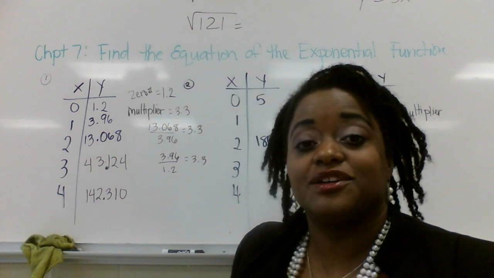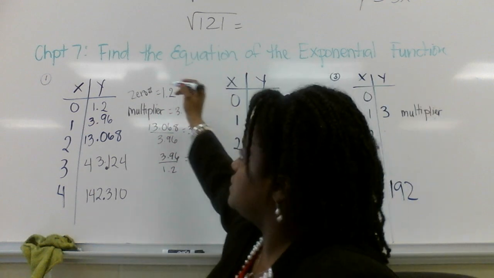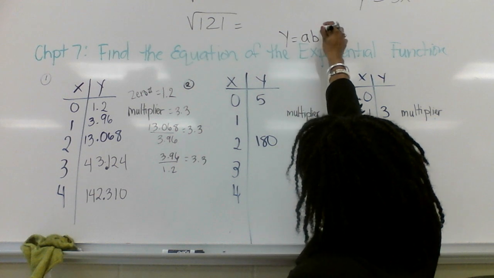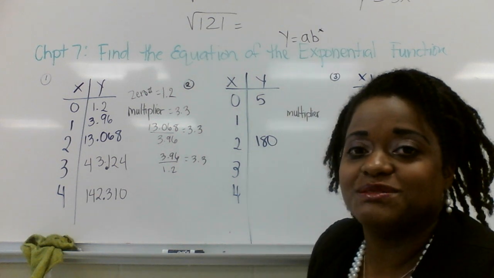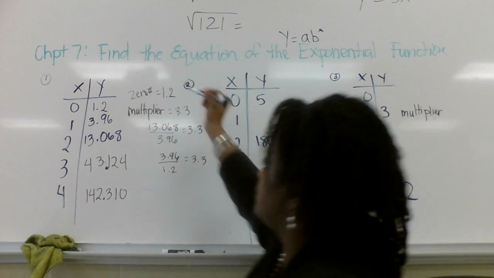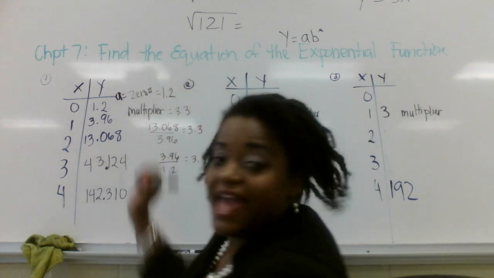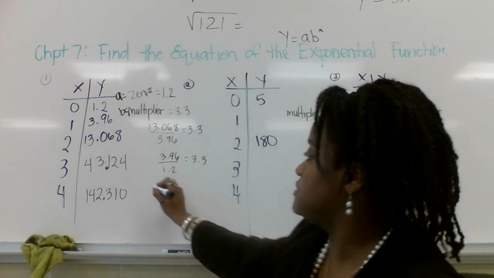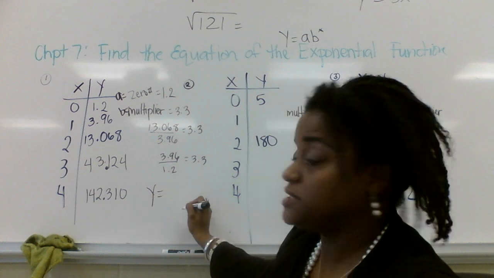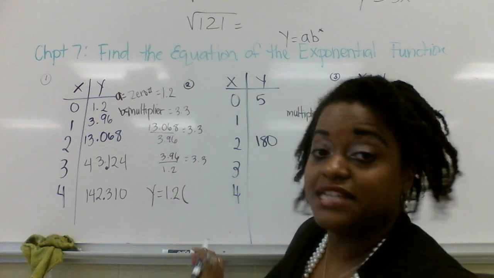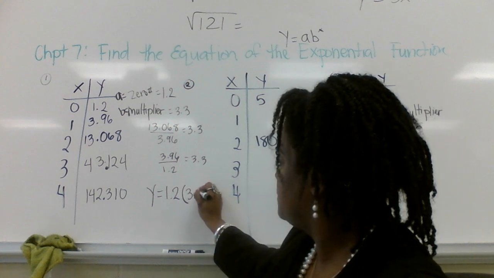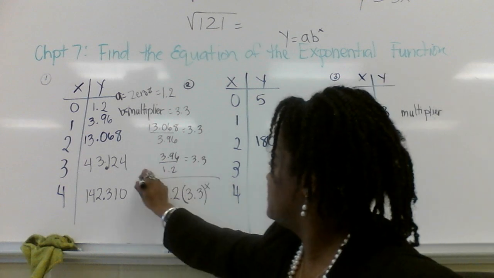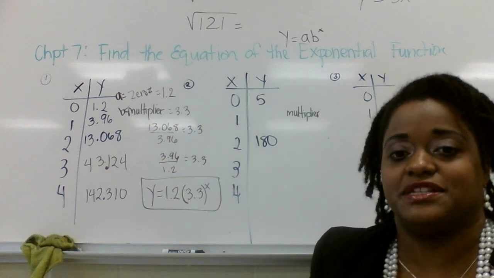Okay, now let's find the equation. The equation is written Y equals A times B to the X. A is your 0 number, and B is your multiplier. Okay, so Y equals 0 number, 1.2, times our multiplier to the X power. Okay. Now let's move to the next problem.